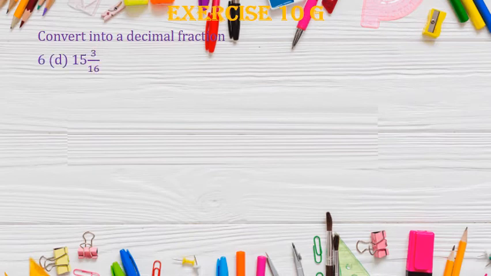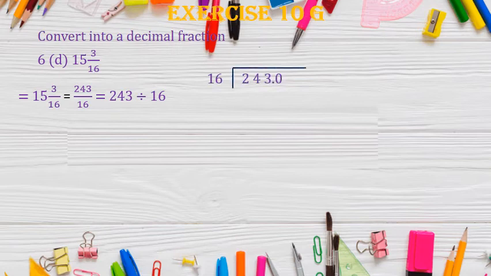Now let's do the D part of question number 6. Here we have the mixed fraction 15 3 by 16, which we are supposed to convert into a decimal fraction. So first of all, we will change this mixed fraction into an improper fraction, which is equal to 243 by 16. Now 243 by 16 can be written as 243 divided by 16. So let us divide 243 by 16. First we will write 243 as 243.0, and now let's divide it by 16.